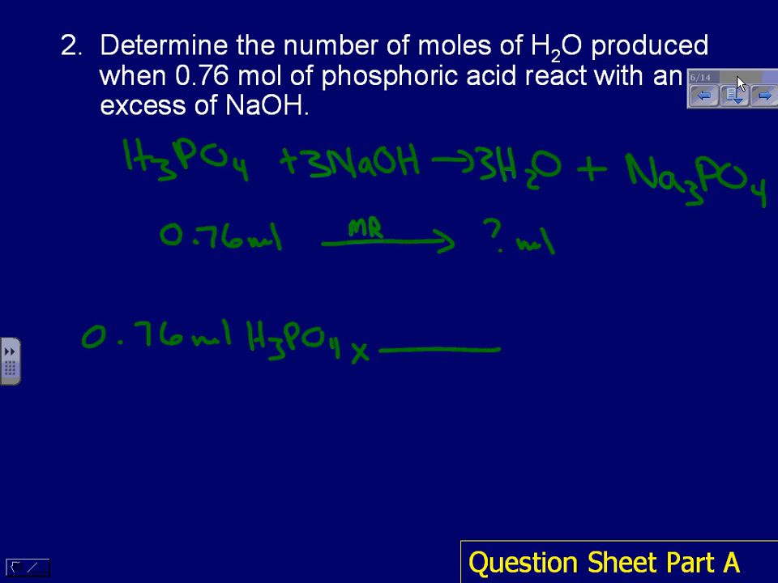On the bottom. So what am I putting on the bottom, Amber? What am I putting down here? And how many of them? Did you say 1? That's correct. 1. What goes on the top? Shauna? 3H2O. That's going to cancel out my H3PO4s, and I have moles of water, which is what I wanted.